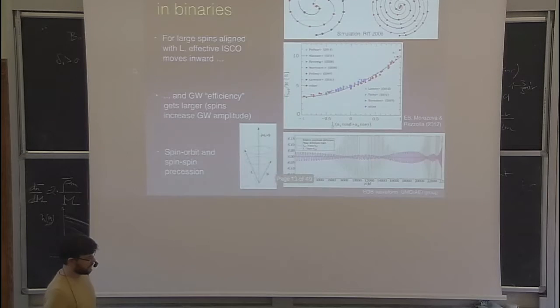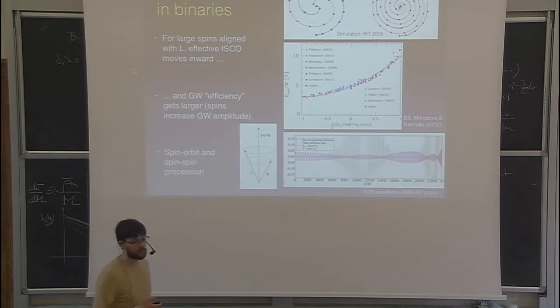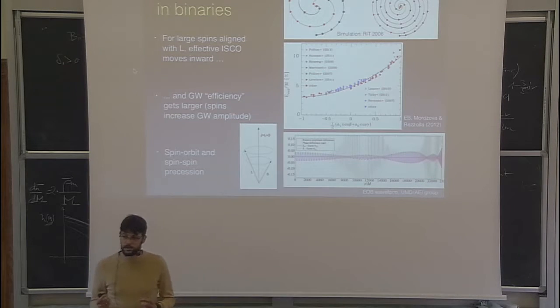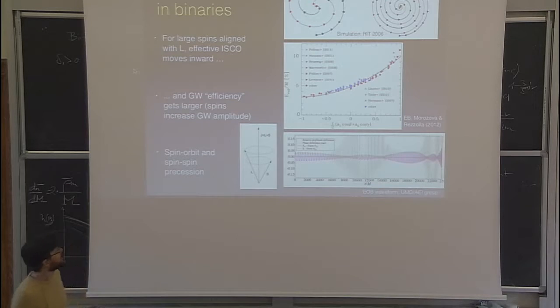In gravitational waves, the effect of black hole spins is exactly the same. The larger the spins of the black holes, the more efficient gravitational wave emission is. I mentioned before that when the spins are large, the innermost stable circular orbit moves inwards. The same applies to a system of two comparable mass black holes. This is an actual numerical simulation. It seems like a cartoon, but it is a numerical simulation in full GR of the merger, the coalescence of two black holes.